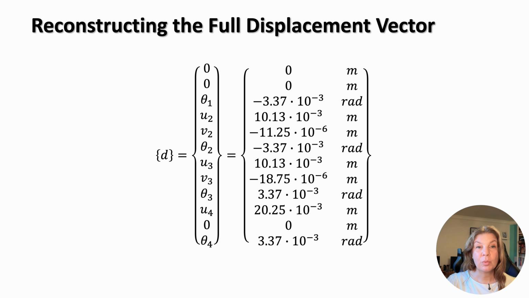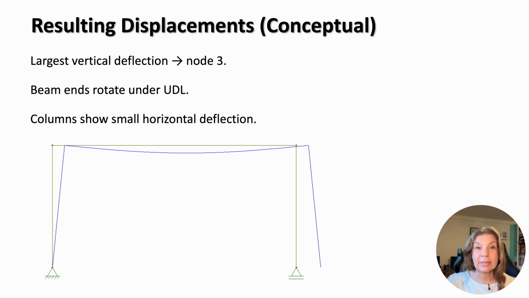Once dF is known, we can rebuild the full global displacement vector d. The solved free displacements are inserted into their correct global positions, and the restrained degrees of freedom are set to 0. This ensures every node is represented in global coordinates and prepares us to compute the support reactions and internal forces next. The computed displacements can now be interpreted in physical terms.